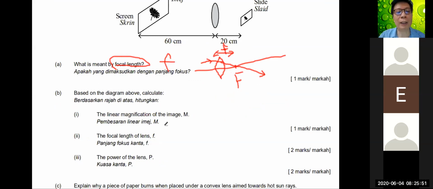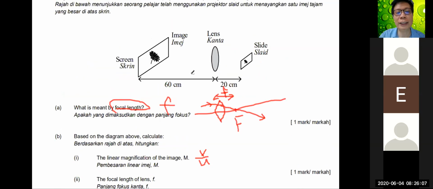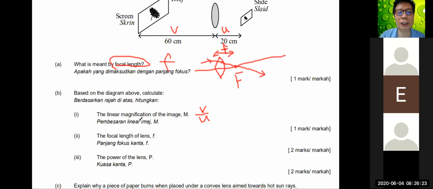Based on the diagram, calculate the linear magnification. Okay, linear magnification means you want to calculate how many times become bigger. To find linear magnification, you take image distance V divided by object distance U, V over U. Okay, V is here. This is image distance V. This is object distance U. So you take V divided by U, you get the linear magnification. From here, you know already lah. 60 divided by 20, so it's 3 times bigger. So the magnification is 3 lah.